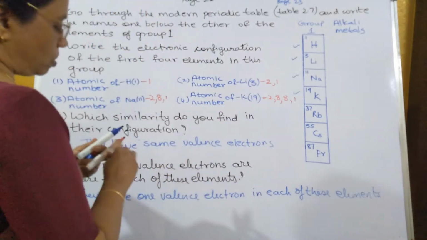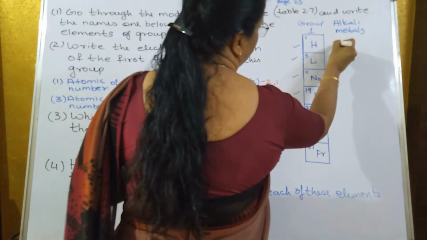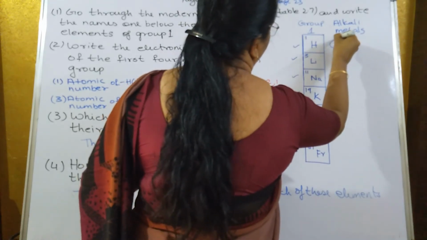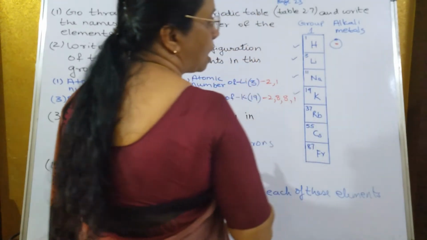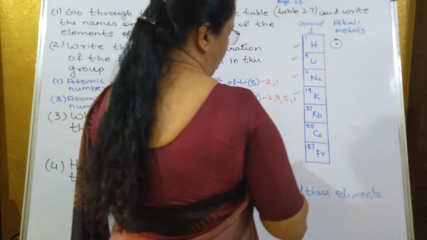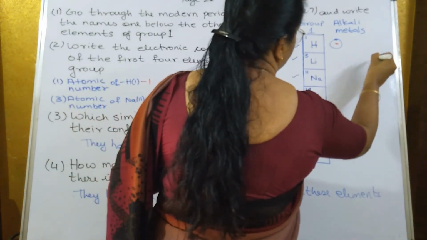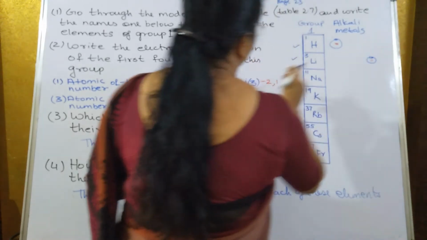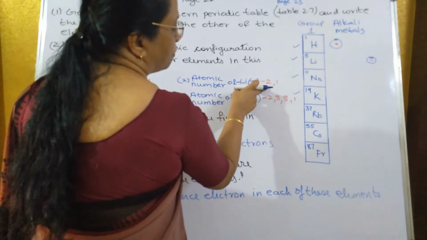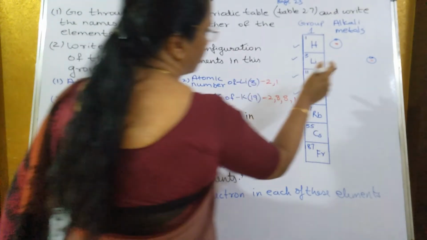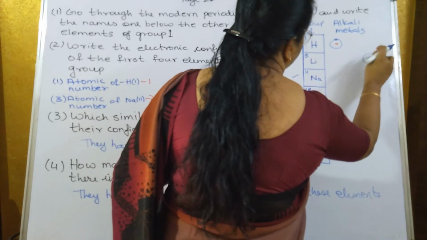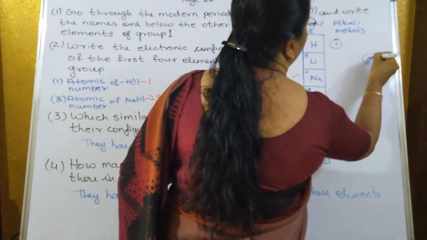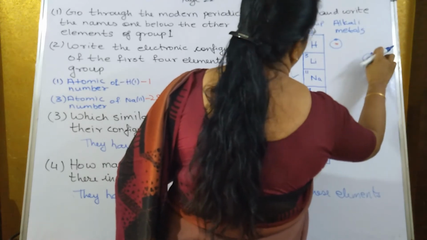Now how to draw this? Supposing for hydrogen, this is a nucleus. So only one shell it is having, with 1 valence electron, because that is the last shell of hydrogen. Now lithium, nucleus. In the first shell 2 electrons over here. Lithium 3. In the first shell 2. In the next shell it will be having only 1 electron.